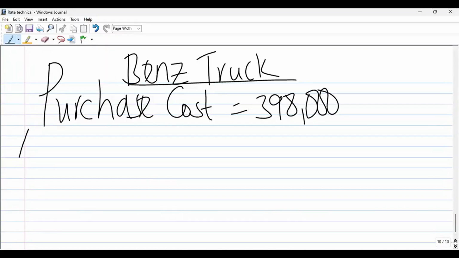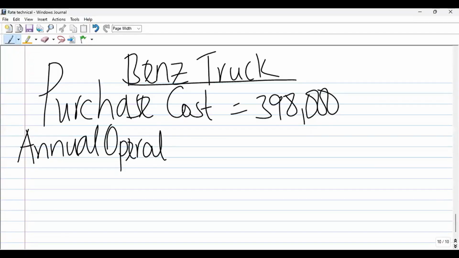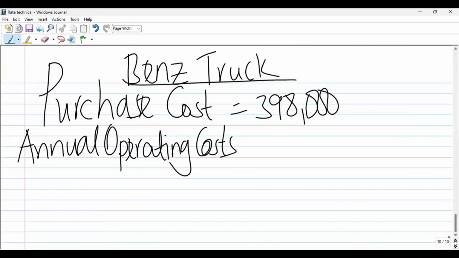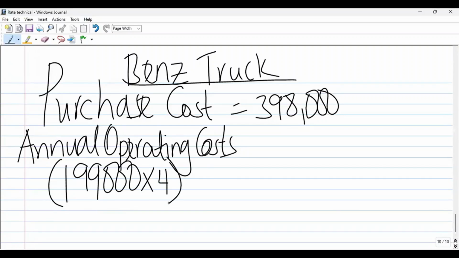So the next cost is annual operating costs. So my annual operating costs would be 199,000 times 4, because they are going to be incurred for the 4 years. We are looking for life cycle costs, the costs you are going to incur on the product from the beginning to the end. So for the 4 years operating costs, I'm going to incur 199,000 times 4. You put the figure there.